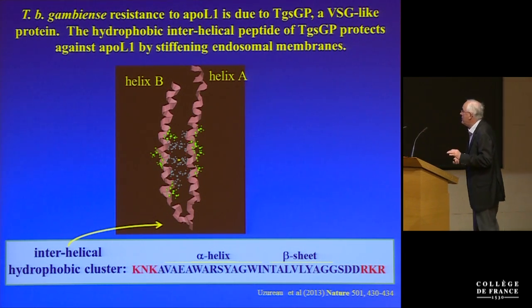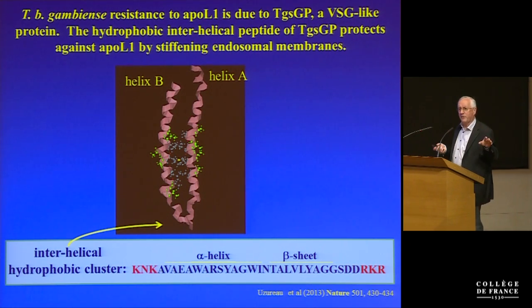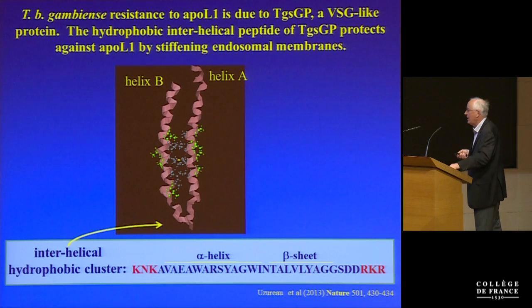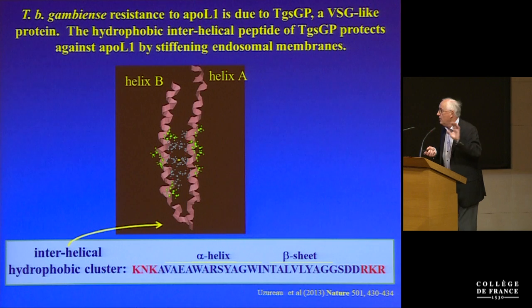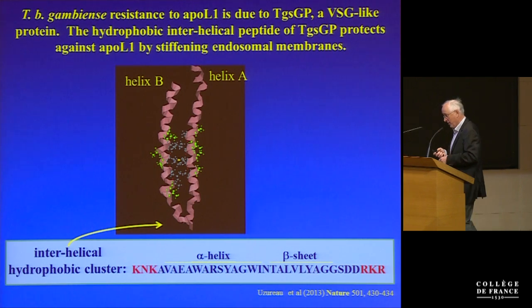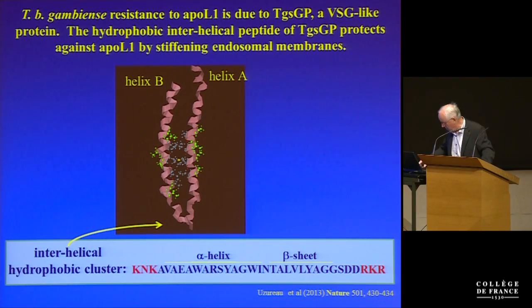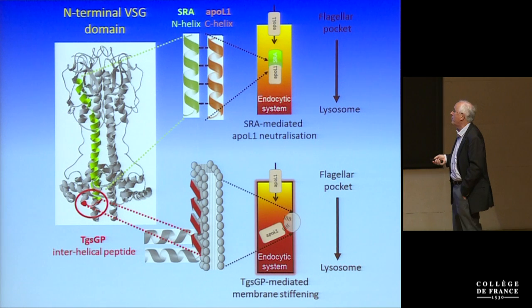So we have proposed that in this case, the resistance is completely different from the one used by TB rhodesiense. This time, instead of neutralizing the toxin, the parasite protects itself against the toxin. So the membrane becomes now resistant to insertion by ApoL1. This is summarized in this slide in order to be as clear as possible.